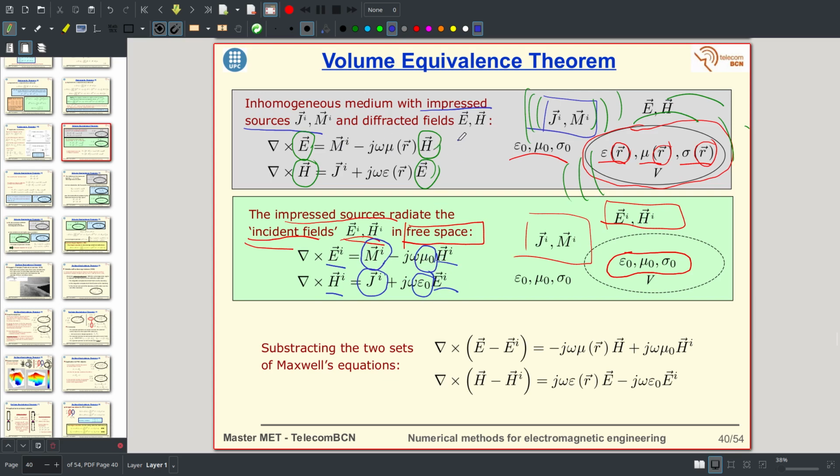In the original case, we have some object with some epsilon, some mu. So we have the epsilon of the object, the mu of the object, and the total fields E and H in presence of the object. So we can very easily compute the incident fields using the conventional formulas of convolution of the sources, that are the impressed currents, with the Green's function.